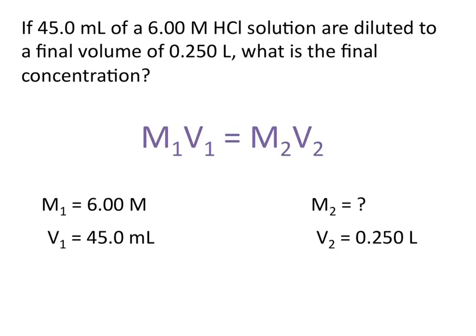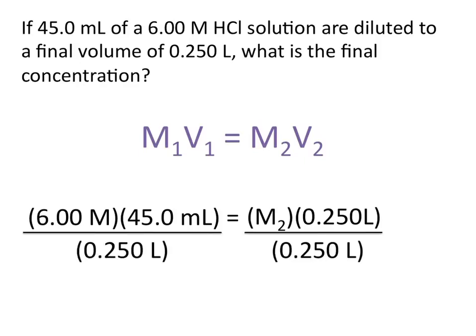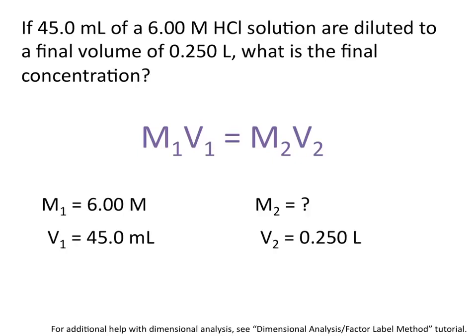But let's look and see what would happen if we just plugged in our values the way they were. We would set up our problem according to our given equation. In order to solve for M2, we would need to divide by 0.25 liters. But what you'll see is on the left side of your equation, milliliters and liters won't cancel out. And we need the volume units on the left-hand side to cancel in order to be left with an appropriate unit of concentration.